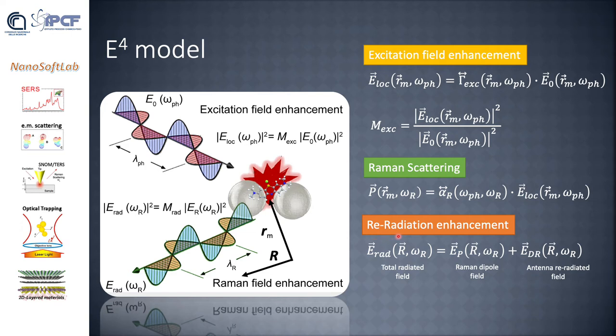Then there is a second re-radiation enhancement due to the fact that this dipole, or at least the field induced by this dipole, will interact itself with the nanoantenna, inducing a nanoantenna re-radiated field. So the total radiated field will be equal to the Raman dipole field plus the interaction of this field with the nanoantenna, the re-radiated field. Therefore, we will have an enhancement of the re-radiated photons that can be calculated as the ratio between the intensity of the local field at the Raman wavelength here divided by the intensity of the field in absence of the nanoantenna, this term m radiation here.